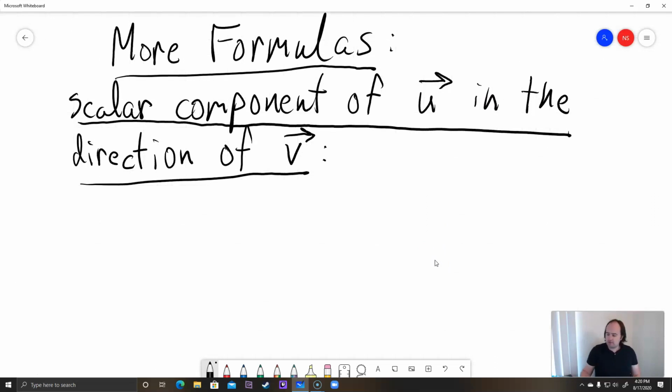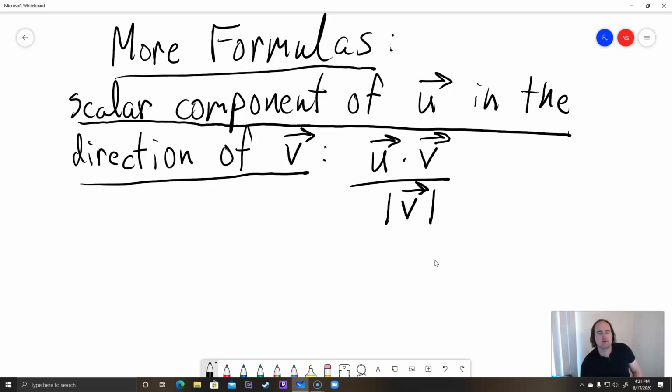But anyway, the formula for this is going to be u dot v all over the length of v. That's the scalar component of u in the direction of v. And then I wanted to talk about one more formula. This is the biggest formula we've seen involving the dot product. And this one is called the vector projection of u onto v.